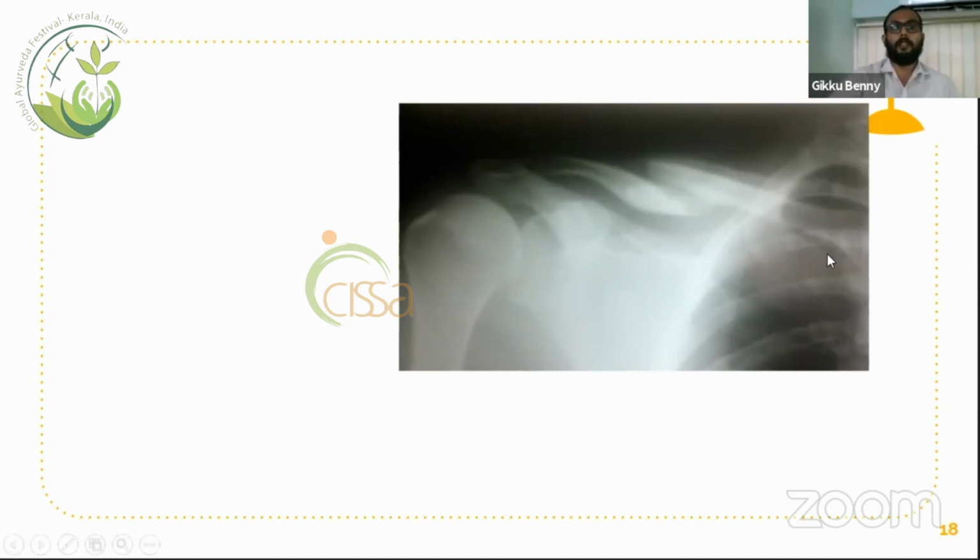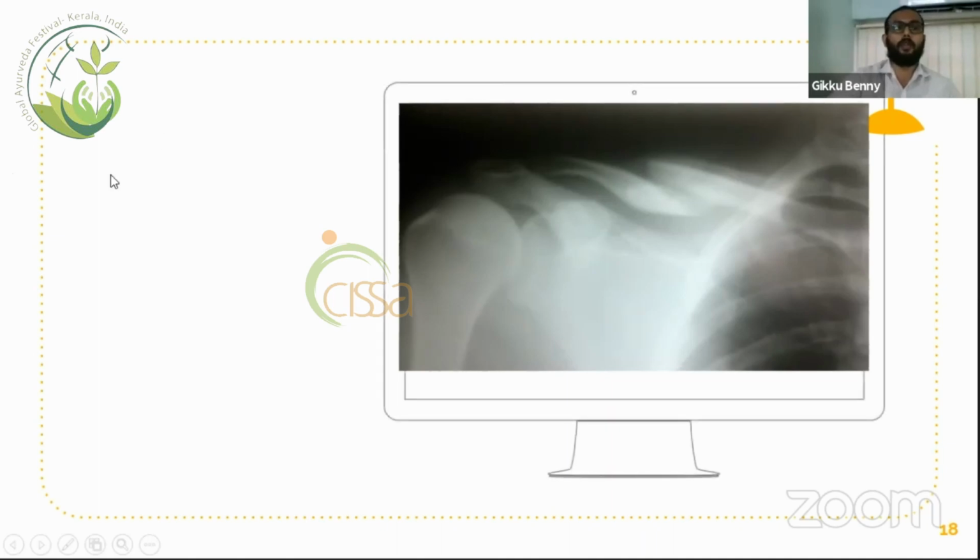This is a clavicle fracture. In this X-ray itself, we can see the proximal fragment has gone upward due to the pull of sternocleidomastoid, and the lateral fragment has gone downward due to the pull of pectoralis major and gravity. In this particular condition, if needed, we can go for an orthotic.